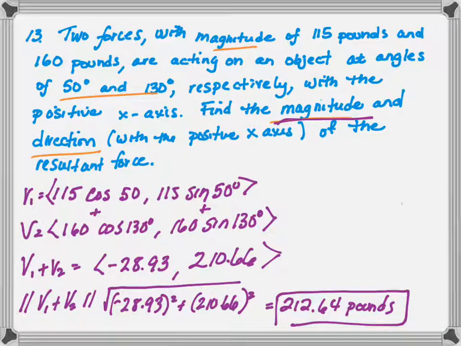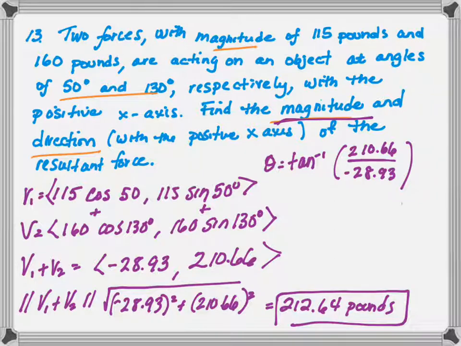And then to get the angle, theta is the inverse tan of B over A. So 210.66 over negative 28.93. So do that with your calculator, and you get negative 82.18. And now we go work on the quadrant.